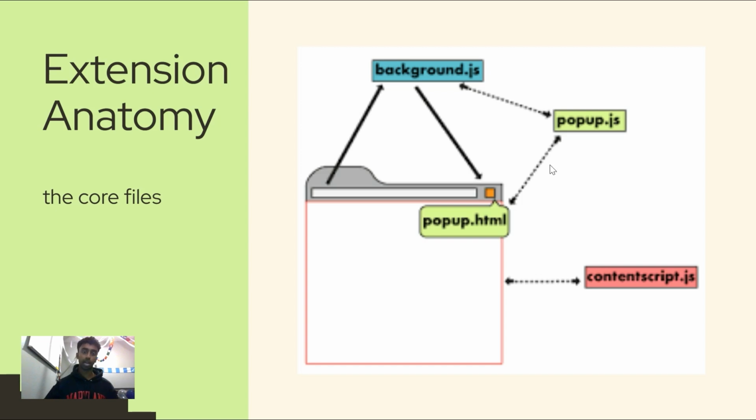And this is a good visualization of what we just discussed. We have our browser application here, where the browser environment is in gray and our current web page is in red. We see the background.js runs in the context of the browser, while the content script.js runs in the context of the web page. And popup.js is communicating between the two using Chrome's message passing.